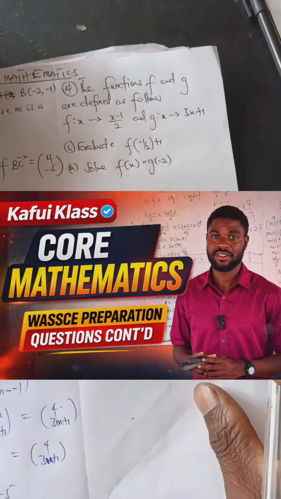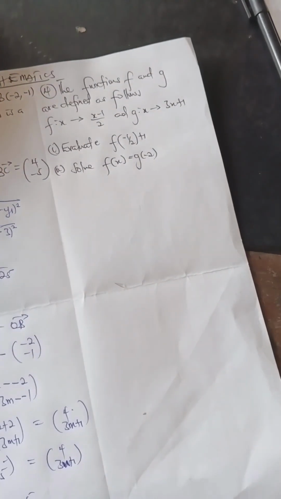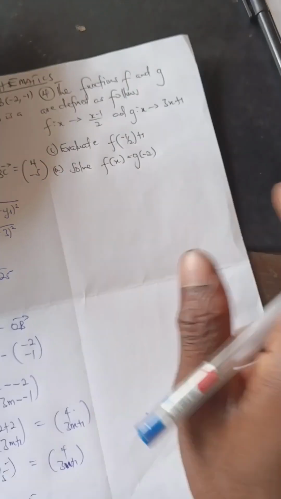Alright, so we quickly continue with question 4. It says that the functions f and g are defined as follows. f of x maps into (x minus 1) all over 2 and g of x maps into 3x plus 1. We are to evaluate f of (negative half) plus 1, and then also we have to solve f of x is equal to g of negative 2.